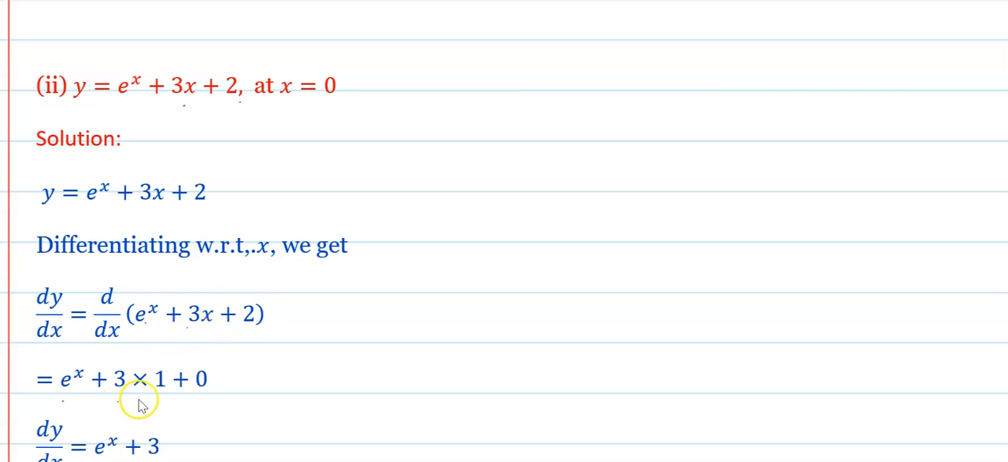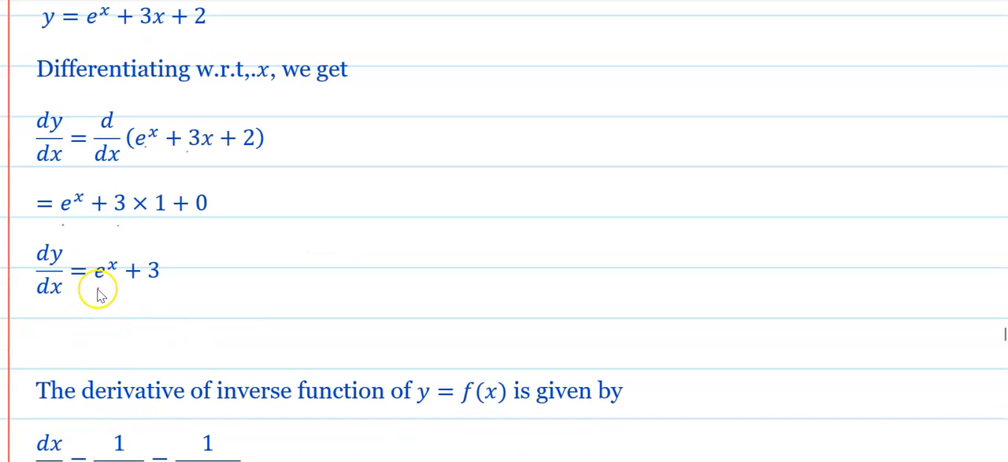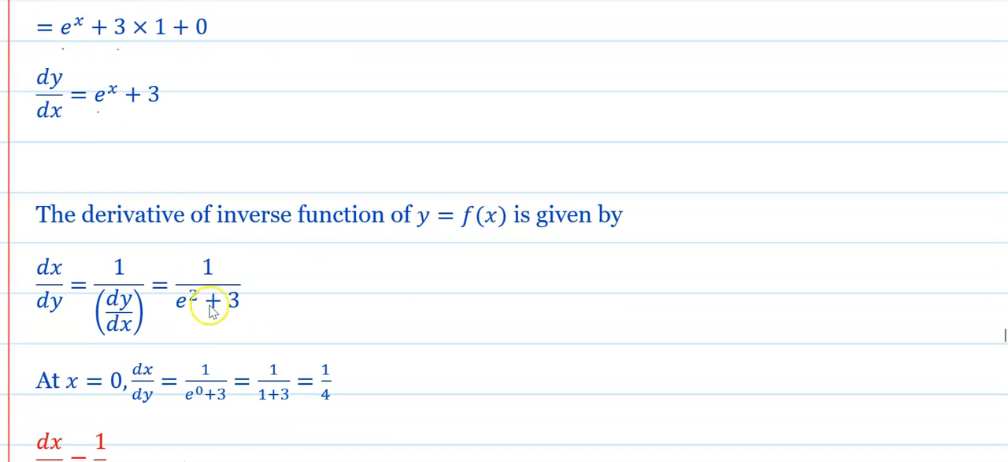1 into 3, you will get 3. Derivative of 2 is 0. Therefore, dy by dx is equal to e raised to x plus 3. The derivative of the inverse function of y equals f of x is given by dx upon dy is equal to 1 upon dy by dx. The value of dy by dx is e raised to x plus 3. So 1 upon e raised to x plus 3.